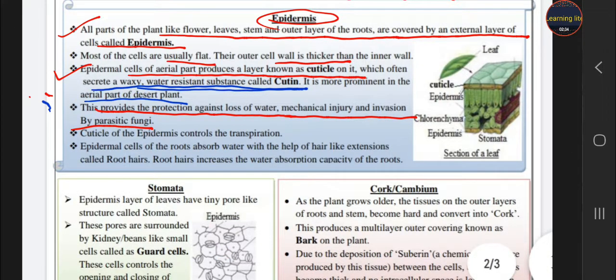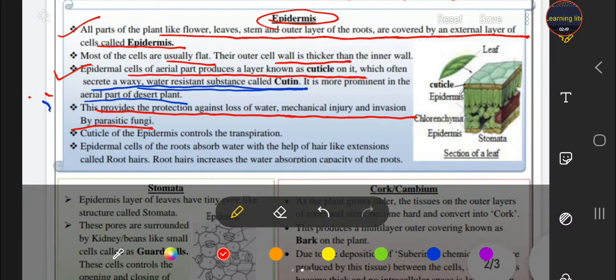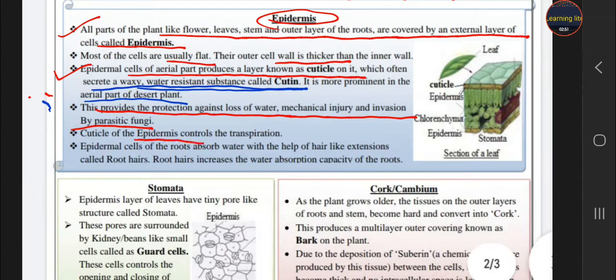So students, what is the function of this waxy layer? First, it reduces the loss of water. Second, it protects from injury. And the third, it also prevents the attack of parasites and fungus. Cuticle also controls the transpiration. It also controls transpiration, meaning it minimizes the water loss.